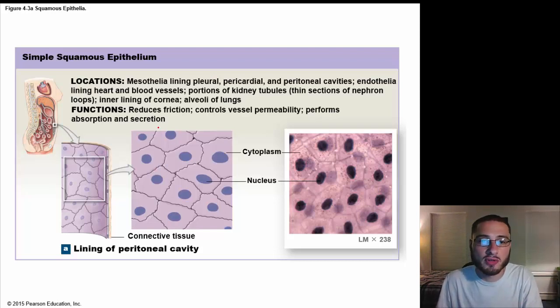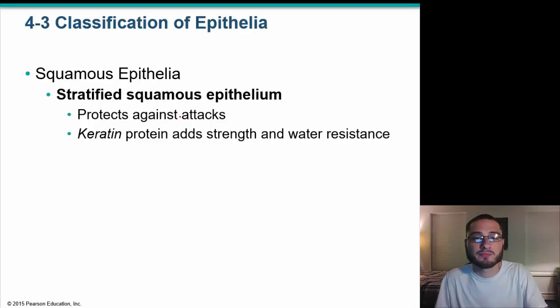This just shows you a representation, some information about where else you might find them in the mesothelium, pericardial, peritoneal cavities. It's anywhere where you need to reduce friction, and you also want to control the permeability, what's going in, what's going out. It's great for absorption and secretion.